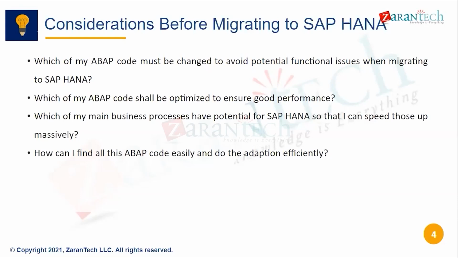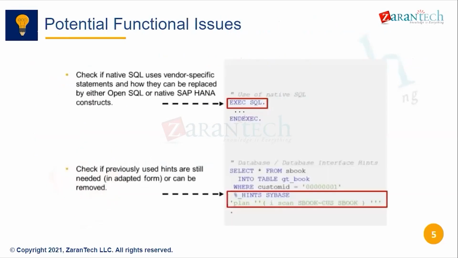And the final and important consideration is: okay, I got the points that I need to identify all this, but how can I find all this ABAP code easily and do the adoption efficiently? Yes, I understood that these are the things I need to consider, but how can I find which program has issues? What are the different automation techniques or tools I can use to achieve these considerations in reality? Let's see a few potential issues.